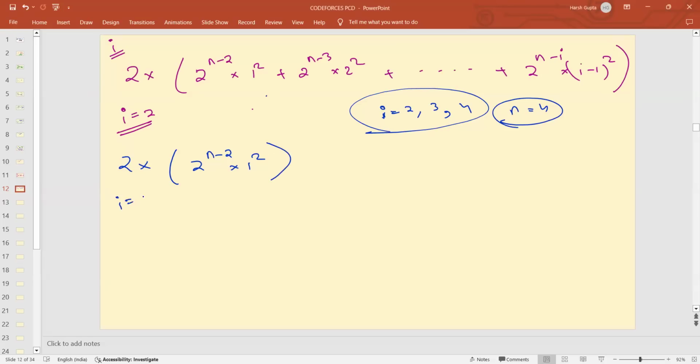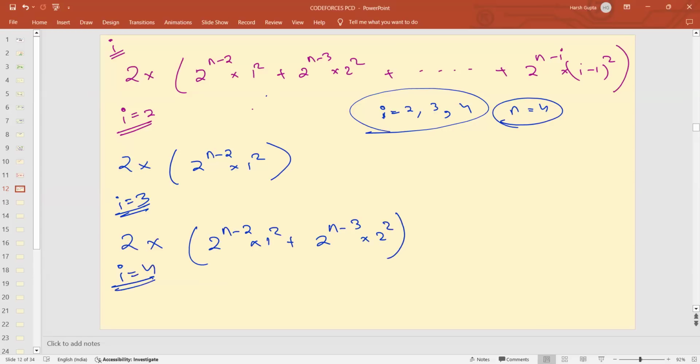Similarly, for I equals to 3, what is the value we will get? We will get 2 multiplied by 2 power n minus 2 into 1 square plus 2 power n minus 3 into 2 square. Similarly, for I equals to 4, we will get 2 multiplied by 2 power n minus 2 into 1 square plus 2 power n minus 3 into 2 square plus 2 power n minus 4 into 3 square. This is the value we will get. So if I add all these values, are you able to observe one thing?